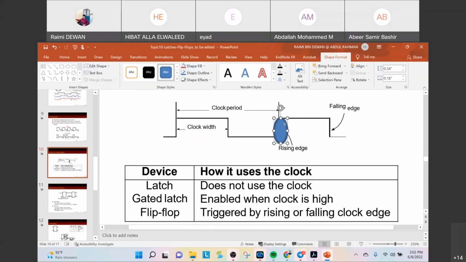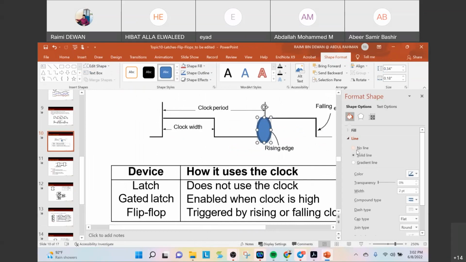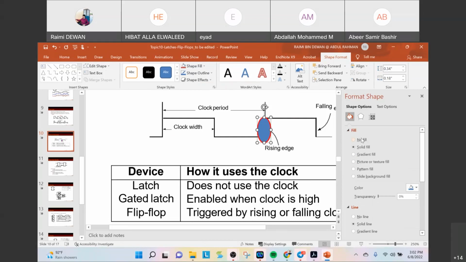Wait, for my shape, line, solid line. This one, and then fill, no fill. Okay.